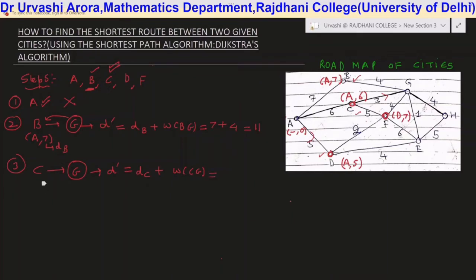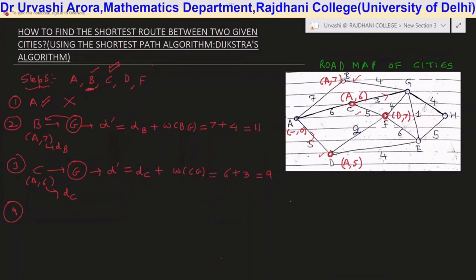So again dC can be obtained by using the label for C. The label that was given to C was A6. So this 6 actually stands for dC, the distance traveled till C. So dC is 6 plus the weight of the edge CG. The weight of the edge CG is 3. So 6 plus 3 is 9. So we have obtained the d dash for G also, which is coming out to be 9 in this case.